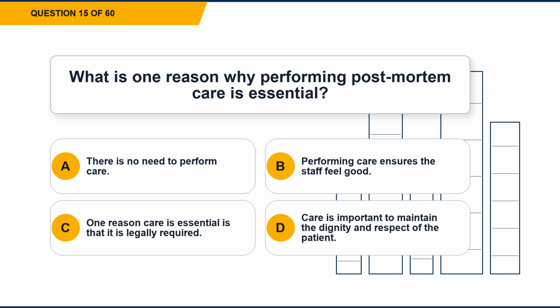Question 15. What is one reason why performing postmortem care is essential? Option A. There is no need to perform care. Option B. Performing care ensures the staff feel good. Option C. One reason care is essential is that it is legally required. Option D. Care is important to maintain the dignity and respect of the patient.